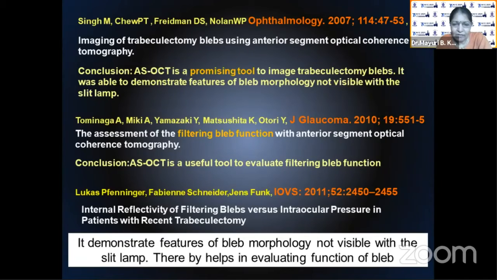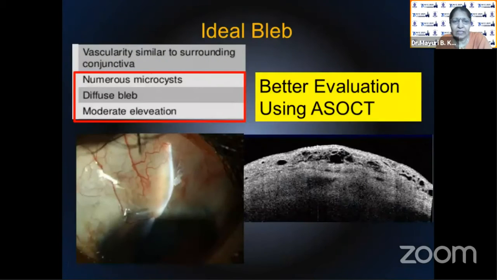It demonstrates the features of bleb morphology which are not visible with the slit lamp, and thereby helps in evaluating these functions. The ideal bleb is shown on the left-hand side, and its vascularity should be similar to the surrounding conjunctiva. Numerous microcysts could be there. Diffuse bleb, more on the posterior side, with moderate elevation.